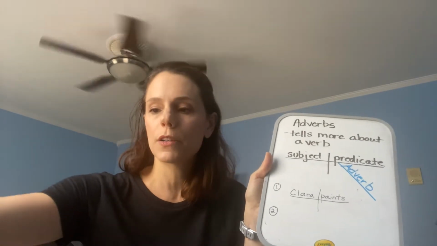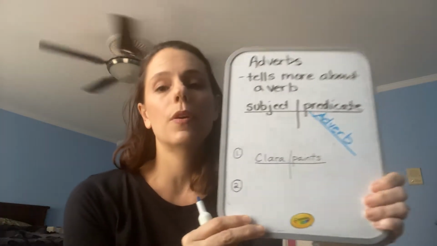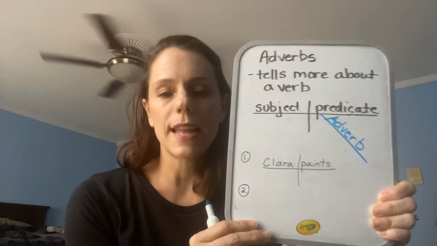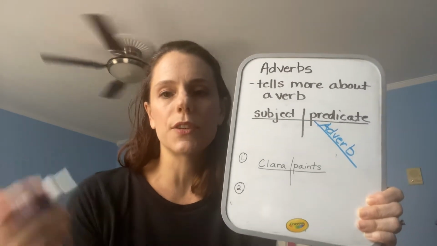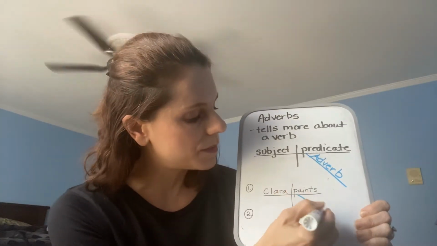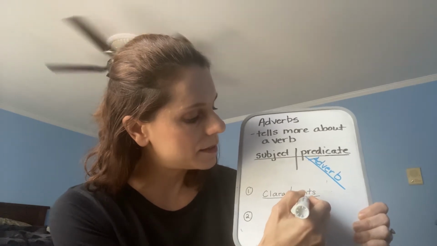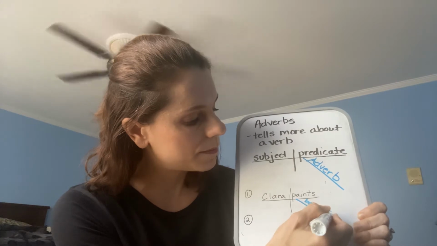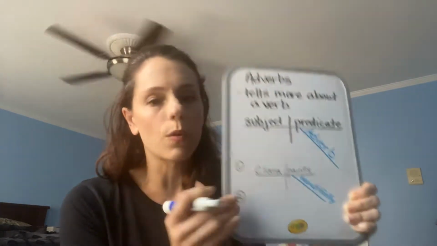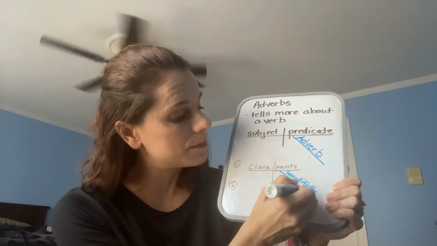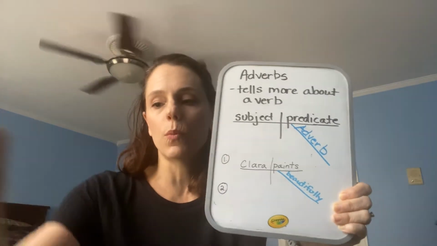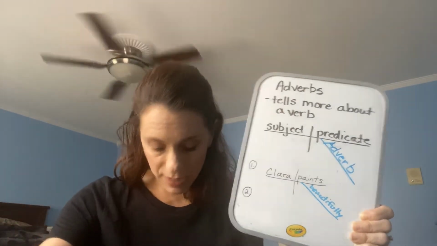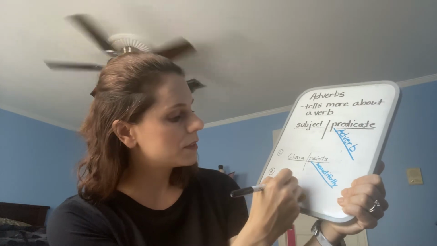Get my blue marker. Beautifully is what type of part of speech? It's an adverb. So where's it going to go? Underneath the predicate, underneath the verb. Clara paints beautifully. Big word. Gotta have room for that. The whole thing. Almost didn't have enough room. Okay, there's number 1. Number 2, we have Neil runs.